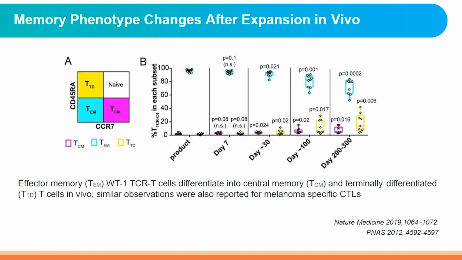The phenotypes of T cells is dynamic, and it changes over time after T cell expansion in vivo. Here is one example published in 2019 about WT1 specific T cells used for leukemia treatment. As you can see from the graphic on the right side, the product is mainly effector memory T cells. And over time, it slowly differentiates into central memory and effector T cells. Similar observations also reported for melanoma-specific CTLs.